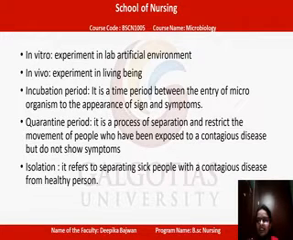So that's why we are separating the sick people from the healthy person. That term is known as isolation. Okay, so we can identify the difference between quarantine and isolation. Isolation means we are separating the confirmed person, the sick people, from the healthy person.